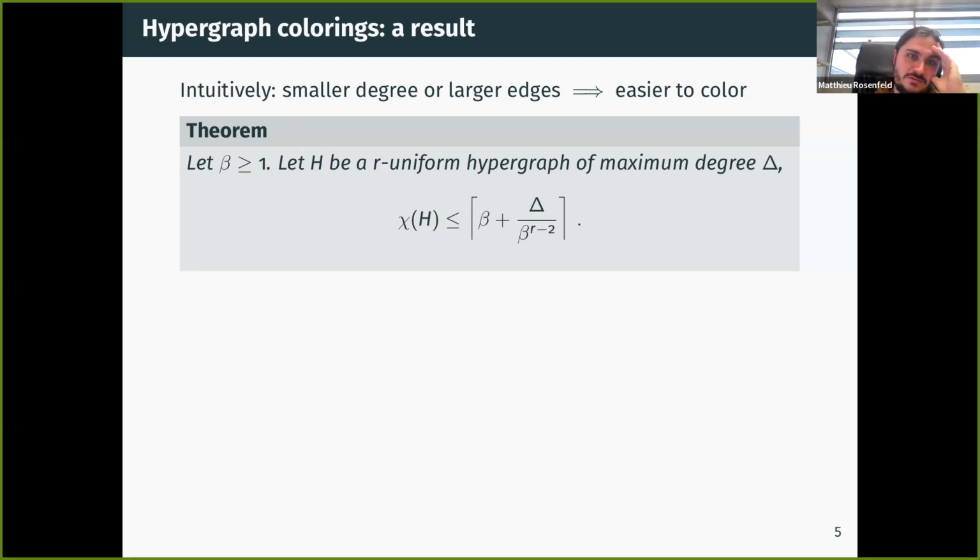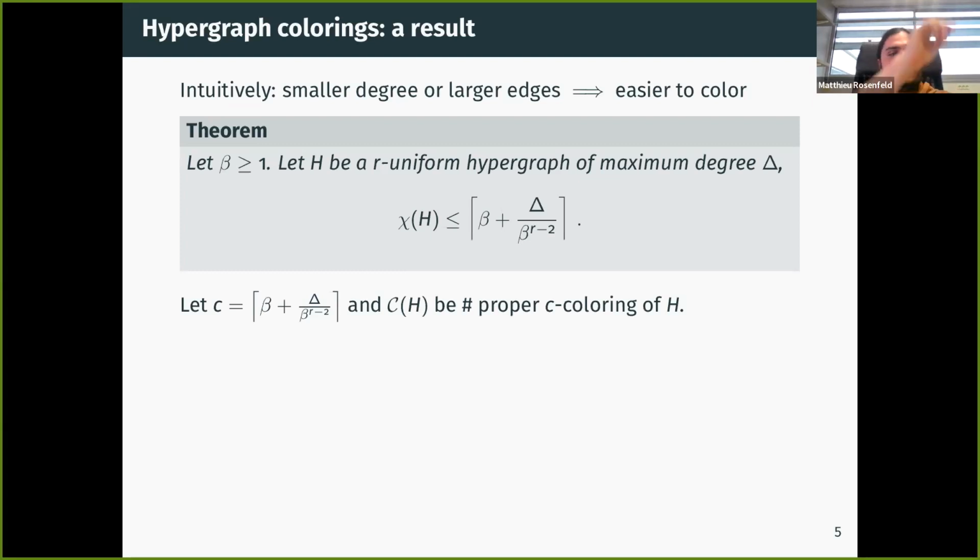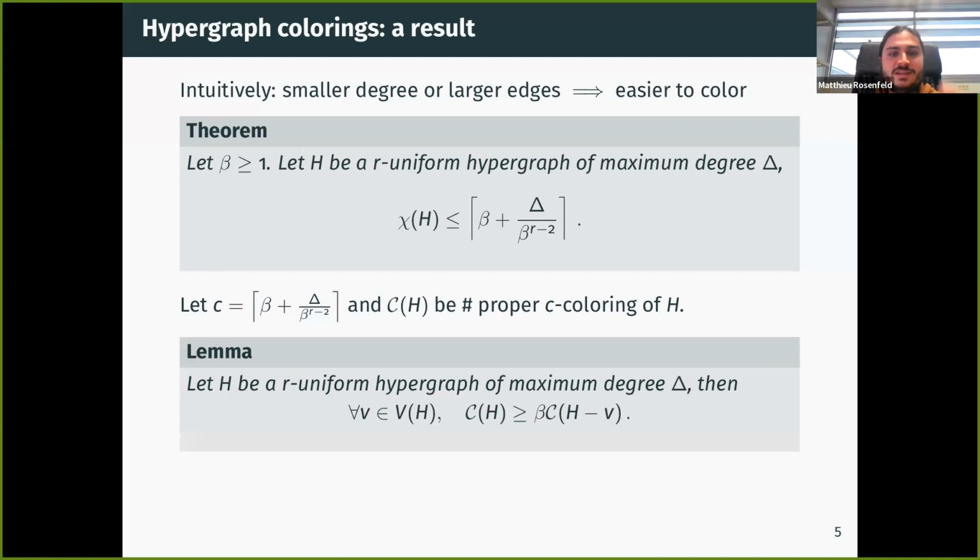So how do I prove this result? Well, first, let me introduce 2 notations. The first one is C, which is the number of colors. So I want to prove that if I have that many colors, then I can color my graph, whatever the choice of beta. Now, the argument is called the counting argument, because I'm going to count the number of colorings. So I'm going to introduce C of H, which is simply the number of proper C-colorings of H. And what I want to prove is that there are many such colorings, because if I have many such colorings, then I have at least one such coloring.